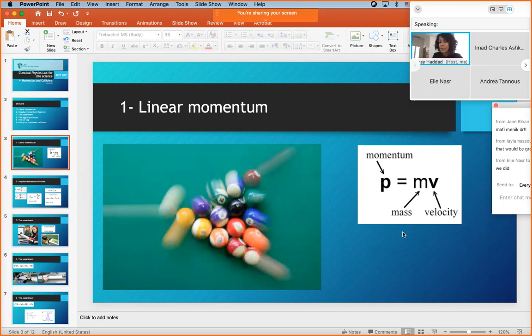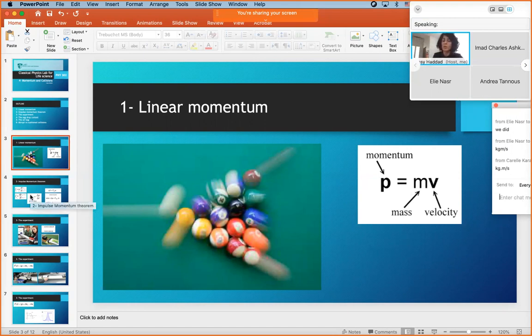The unit of momentum: does anybody remember, or know anything about, the unit of linear momentum? Exactly, it's kilograms dot meter per second, exactly like mass times velocity. All right, so that's the direct definition.